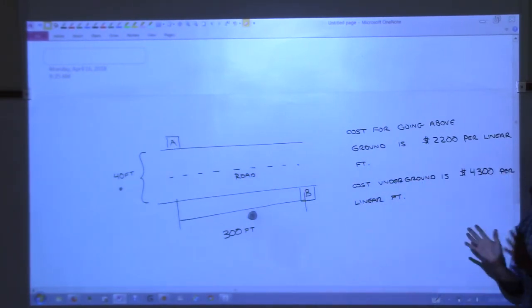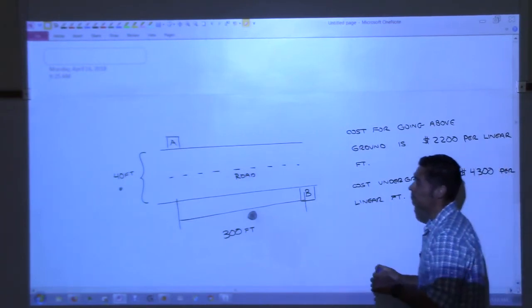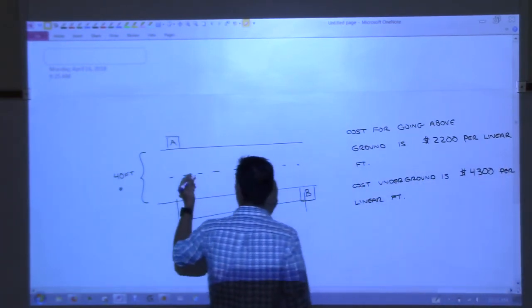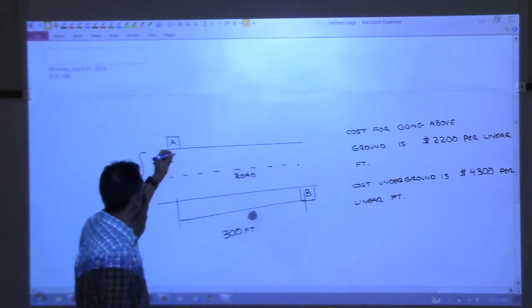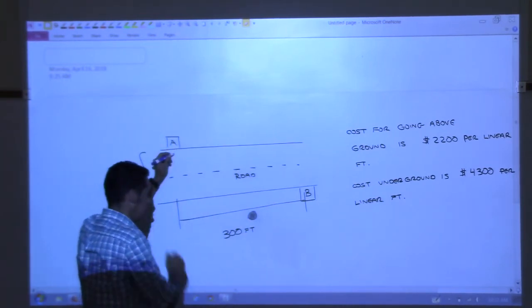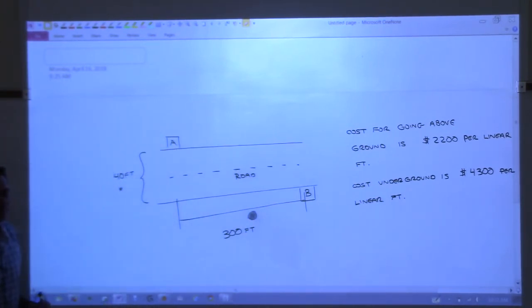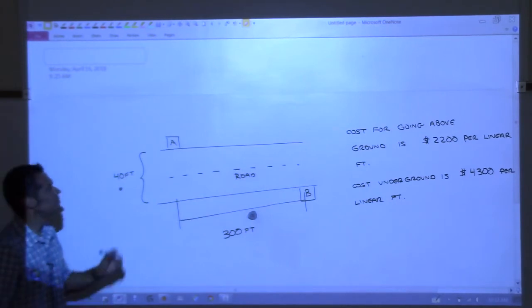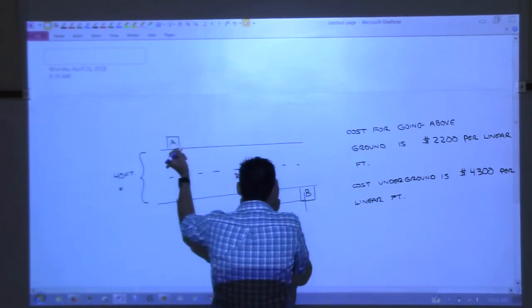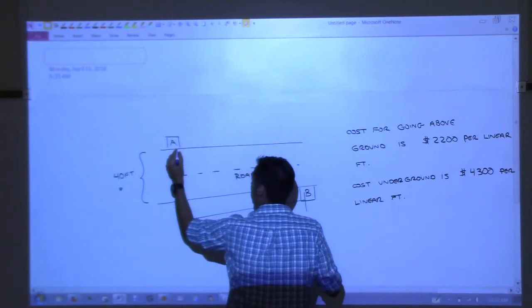What would be some in-the-middle situation? You could go straight from A underground and then, let's say there's something underground that you have to dodge. So you come down 50 feet, you go at a diagonal, cut back across, go down.